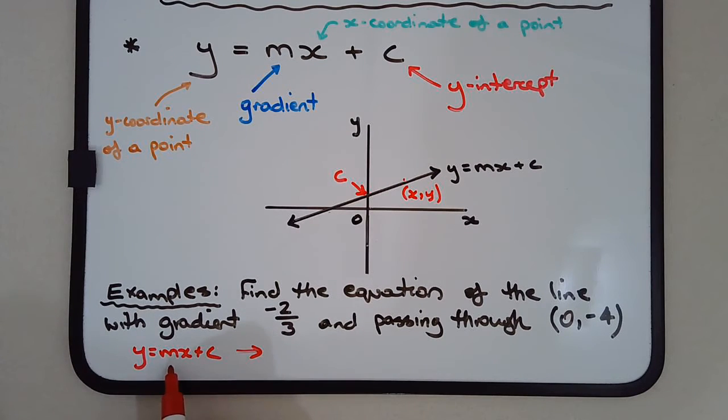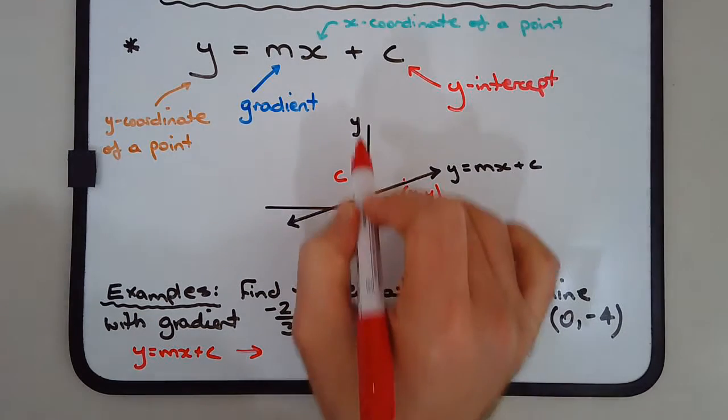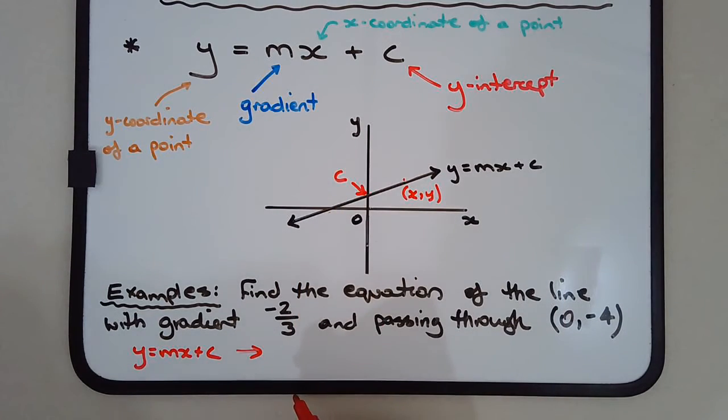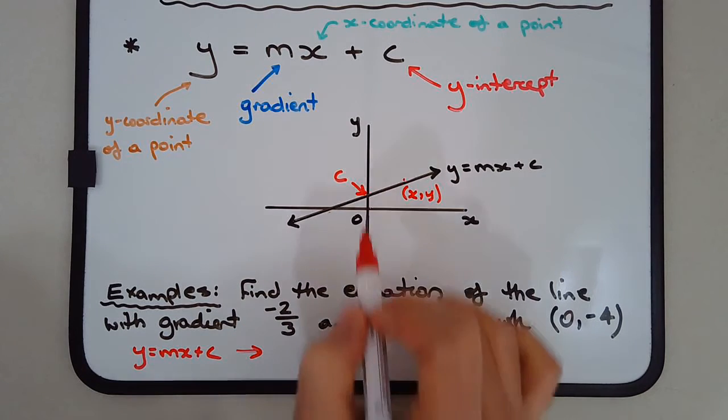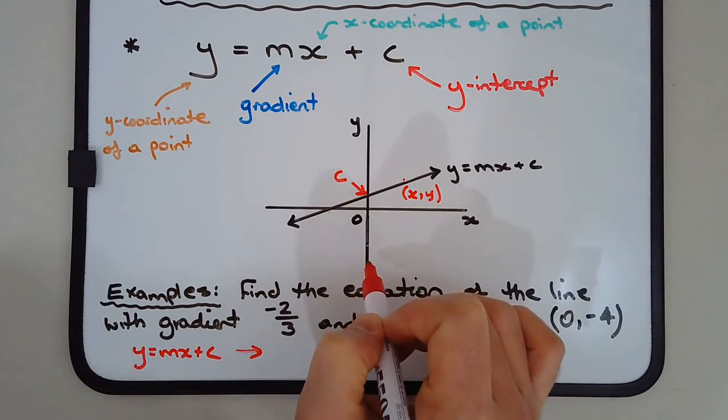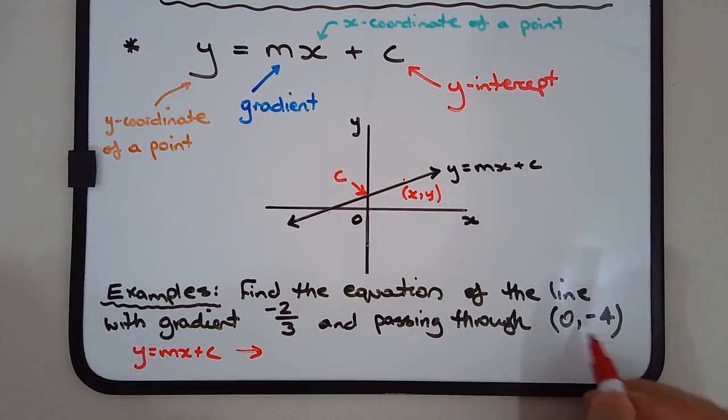Do we know the gradient m? Yes, it is. It's given. It's -2/3. Now, passing through, the line passes through 0, -4. Okay, so the y-intercept, in fact, has a x-coordinate of 0. In fact, that's the equation of the y-axis, isn't it? Okay, so any dot or any point on the y-axis will have an x-coordinate of 0. So you should recognize this really as the y-intercept.